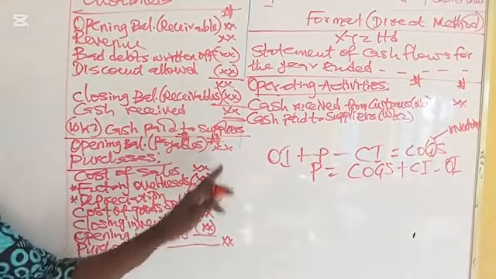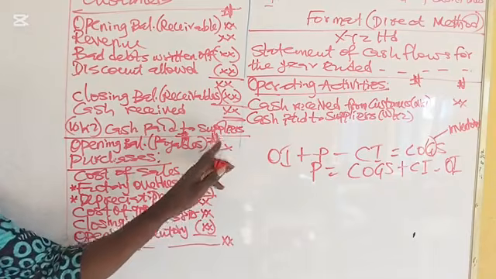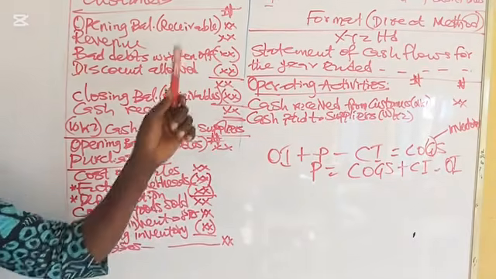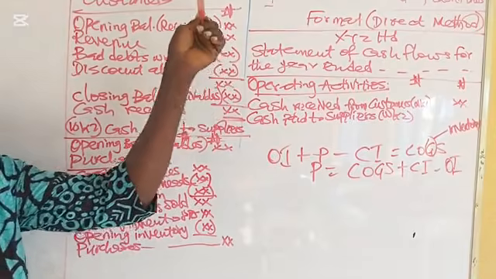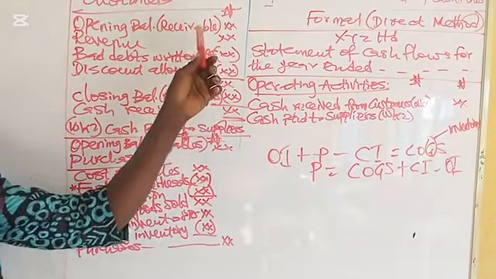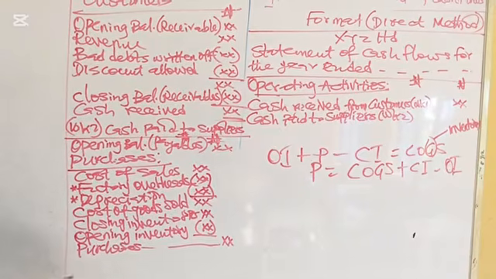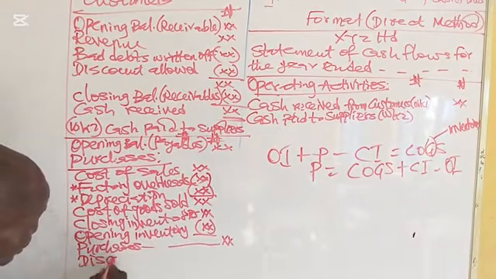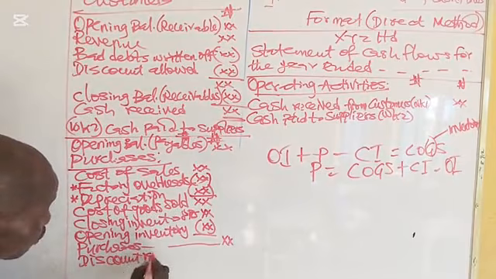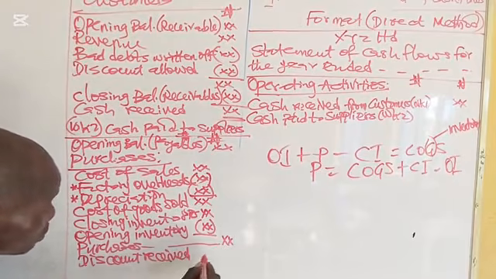Your purchases will be added to the opening balance, just as we added revenue to opening balance in terms of receivables. After this, if there is discount received, what would you do? If you have discount received, what would you do?